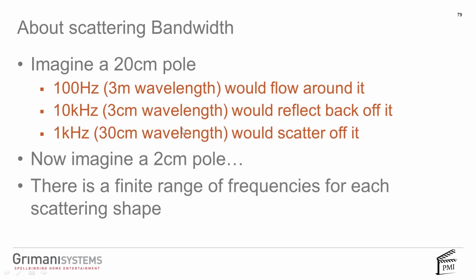All right, so in order to understand that, there's an interesting thing about the scattering bandwidth. So note that it's not just as easy as how deep the diffuser is. Let's look at this. If you take a pole that's 20 centimeters in diameter, so that's 8 inches, and you send sound to it that's 100 hertz, which has a 3 meter wavelength. This is 0.2 meters.